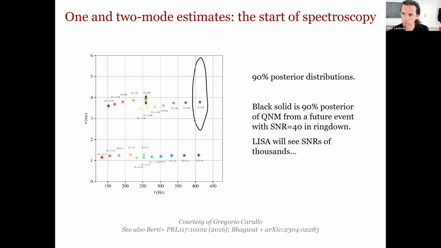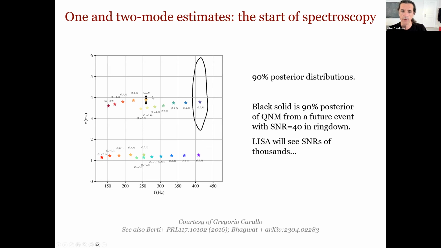Now, this is the things we'll be doing 10 years from now. 10 years from now, you're going to be measuring ringdown, the relaxation of black holes, with signal to noise ratios of 40. And with signal to noise ratios of 40, this is how the 90% distribution of the quadrupolar term looks like. Again, timescale tau on the y-axis, frequency on the x-axis. In fact, it's so good that you're going to be measuring more than one mode. You're also going to be measuring the octupolar mode. Okay? It's a signal to noise ratio of 40.